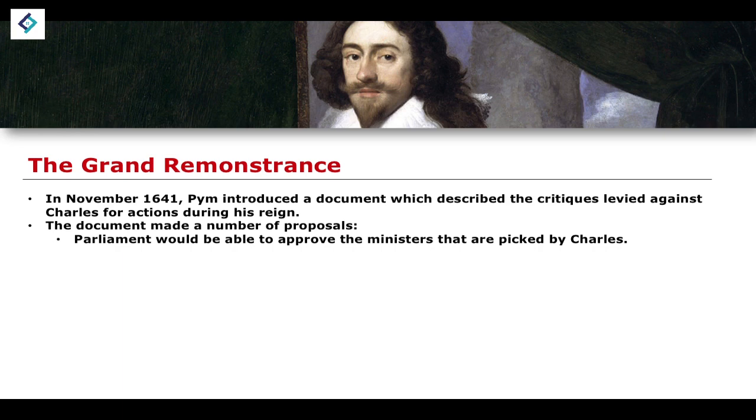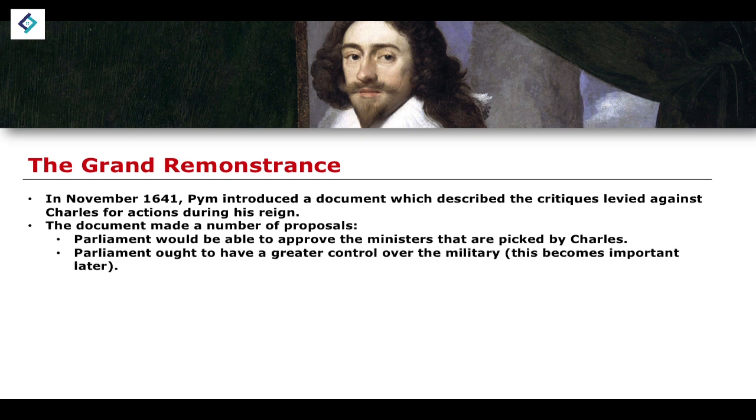So, for example, it proposed that Parliament should be able to approve the ministers that are picked by Charles. Remember, they still have this big problem with some of Charles's ministers, people like Wentworth, who they've just executed. And so one of the solutions presented by Pym is, well, how about we pick your ministers? Or at least you can pick the ministers that you want, but we have to approve of those ministers. Again, this represents a significant erosion of the royal prerogative, given that Charles is no longer able to pick whichever ministers he wants, because he would need parliamentary approval.